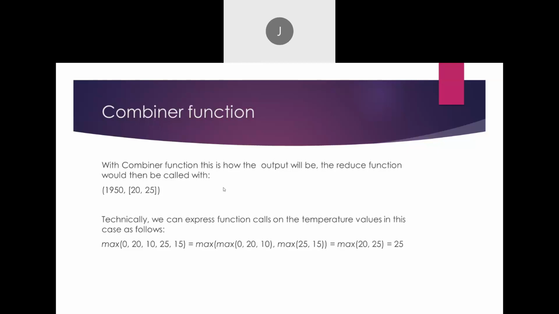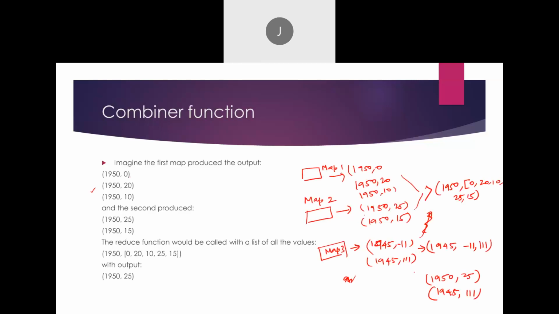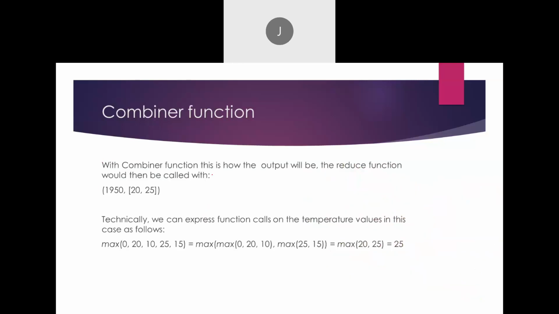So, what is the combiner function? This you understood, no? This is the basic flow. Say, for example, you have three map tasks. The first map task gives intermediate output like this one, and the second map task gives intermediate output like this one. Going to the reduce, we will create a list, and from the list we find the maximum temperature, which is 1950 comma 25. But the combiner's role over here is different. This is how the output will be.